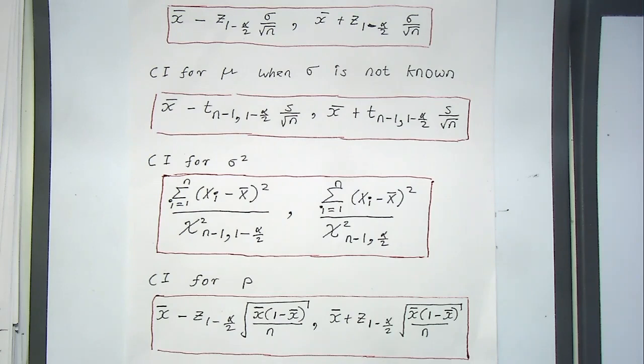Alpha is 0.1. But n is large. At 0.16 times 0.84. You guys done question 3? It's not difficult. It's 0.9, but it's alpha over 2.